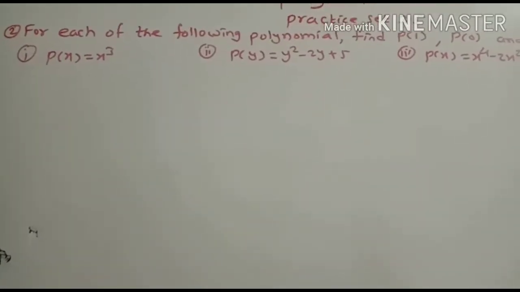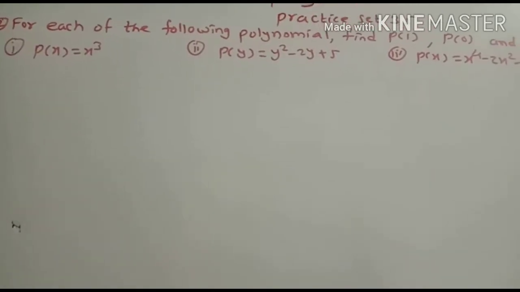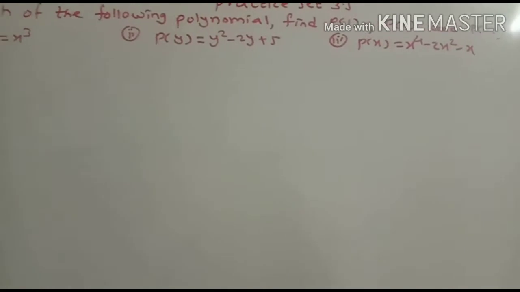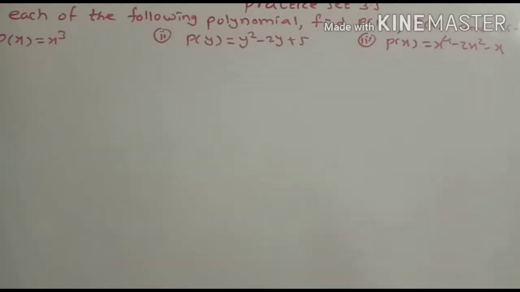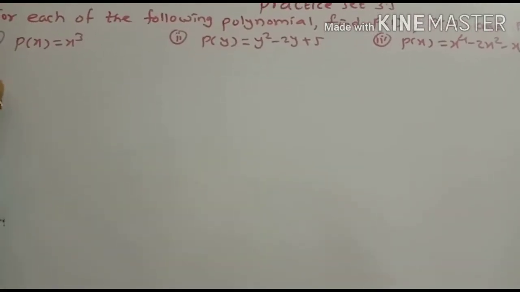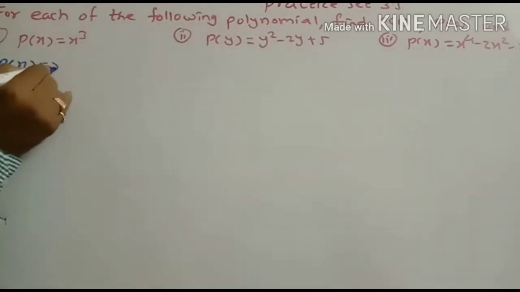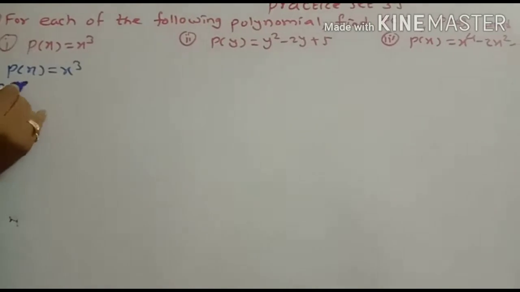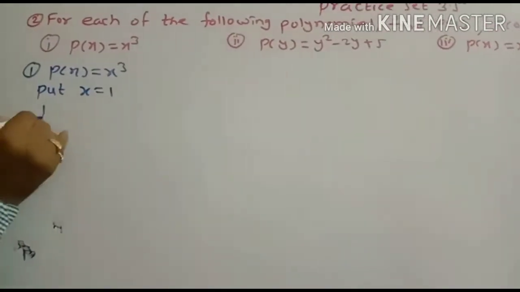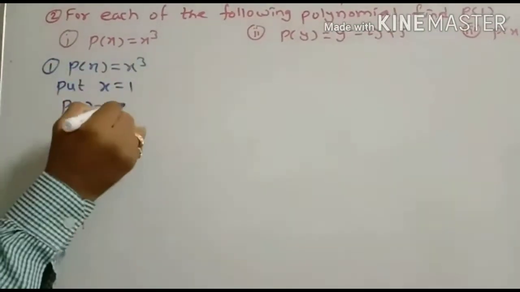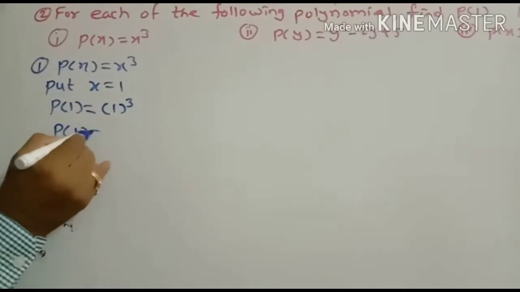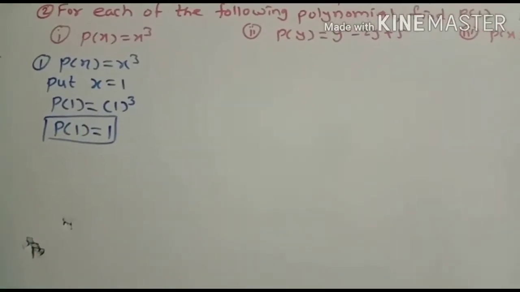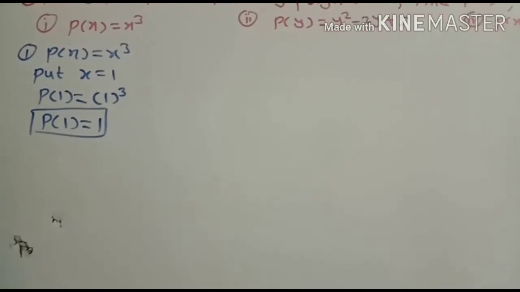Next example is, for each of the following polynomials find p of 1, p of 0 and p of minus 2. Now first is p of x is equal to x cube. Now find p of 1. For that put x is equal to 1, that is p of 1 is equal to cube of 1. Therefore p of 1 is equal to cube of 1, which is 1, and this is the value of p of x for x is equal to 1.